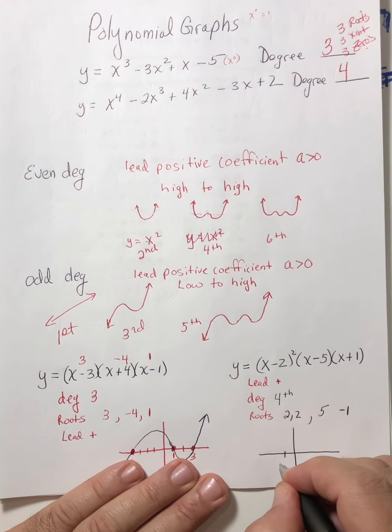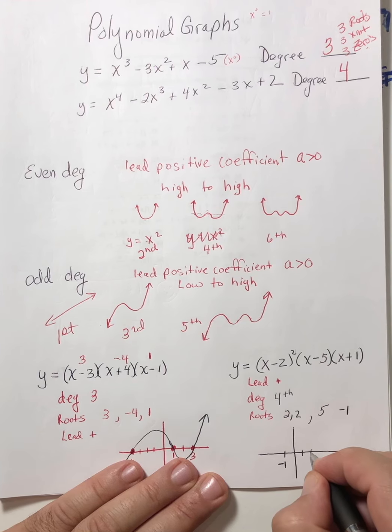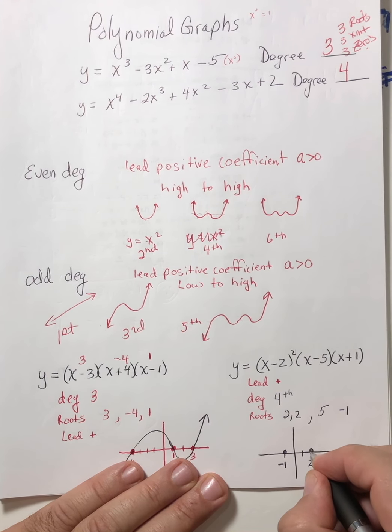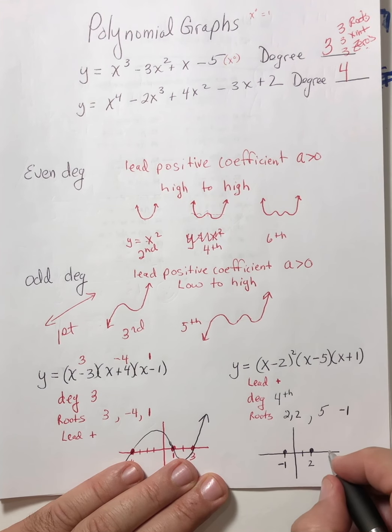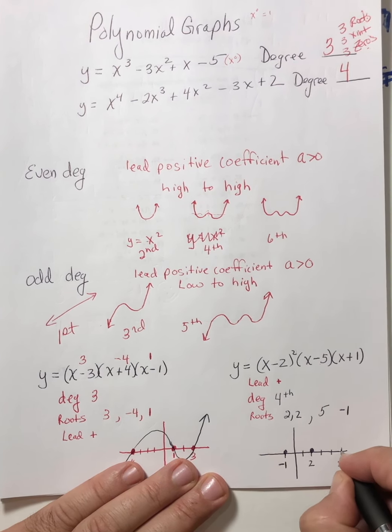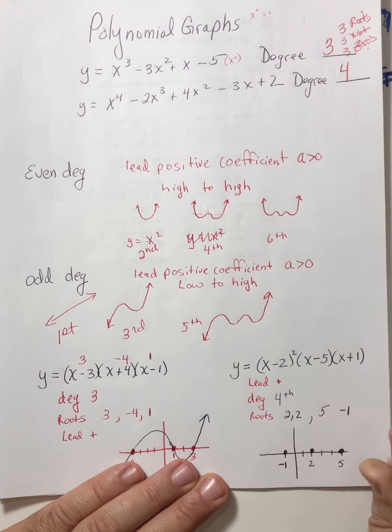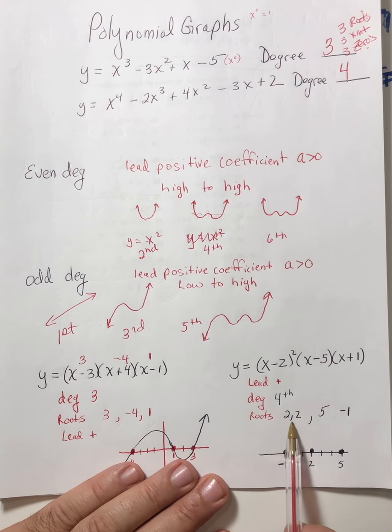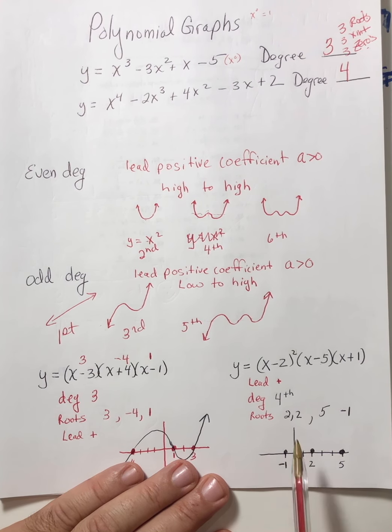So here's negative 1. There's 2. Put a dot there, put a dot here. You don't put 2 dots here, you just put 1 dot. I'll show you what it looks like. And then 3, 4, 5. All right, now, this 2 is a repeat. I call it a bounce, and I'll show you what this bounce looks like.